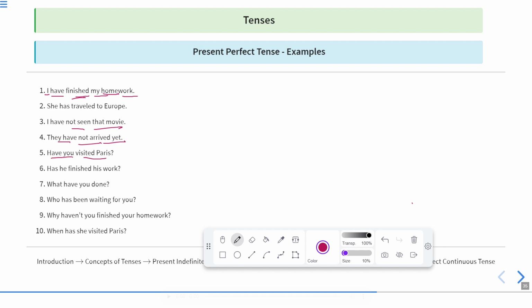Now, have you visited Paris? Has he finished his work? What have you done? Who has been waiting for you? Why haven't you finished your homework?